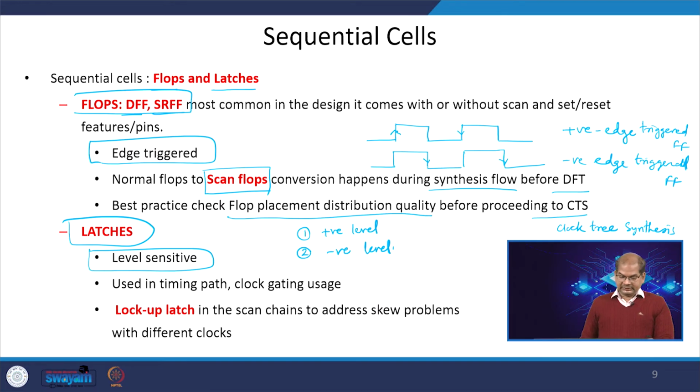So, now these latches, what is the use of the latches? It is used in the timing path and it is also used in clock gating. In clock gating cells we can also use latches, and the lockup latch in the scan chain can be used to reduce the clock skew problem when we are dealing with different types of clocks inside a complex design.